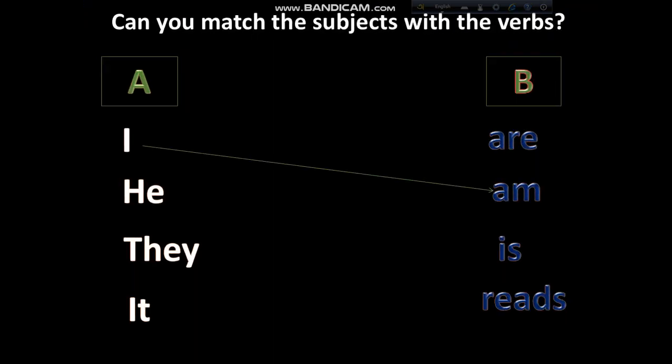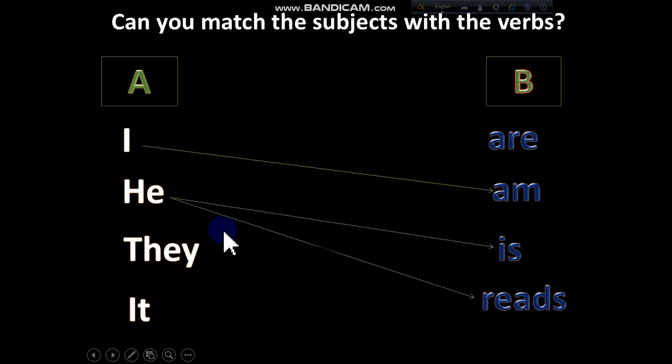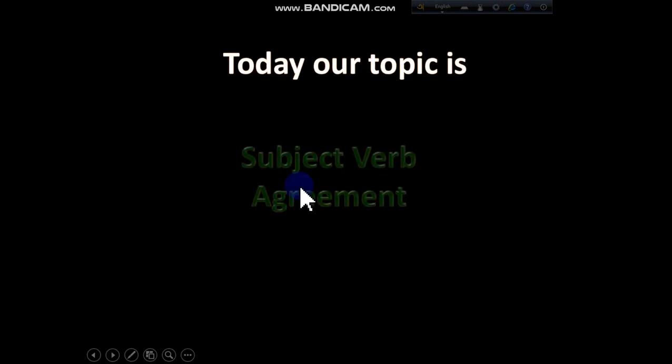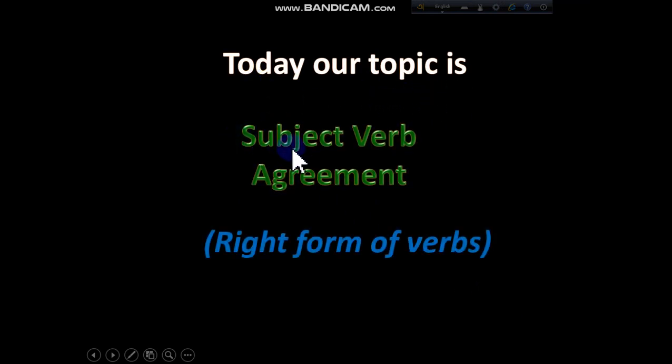Can you match the subjects with the verbs? I think you can. This is really easy. Here you have to match the subject with the right type of auxiliary verb. We know I am, he is, he reads, they are, it is. Actually, our topic is subject verb agreement. That's why I have shown you the picture. That means you will learn some rules.